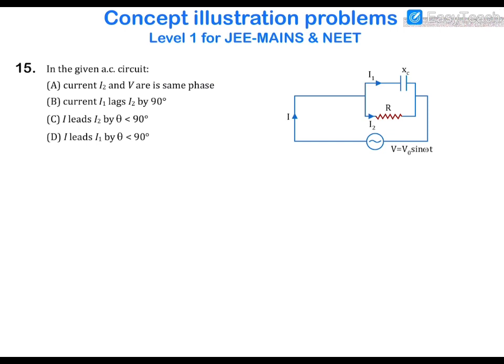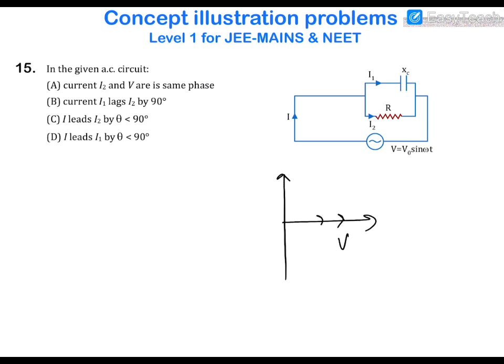So to choose these options, we must draw the phasor diagram firstly, and we know that this is a parallel circuit, and in a parallel circuit, the quantity which is same for all of the elements is the voltage. So we will keep the voltage on the reference line, which is x axis, and we know that the current flowing through the resistance is in the same phase with the voltage.